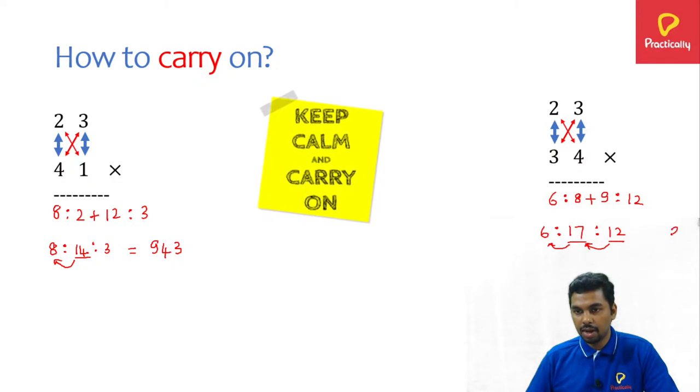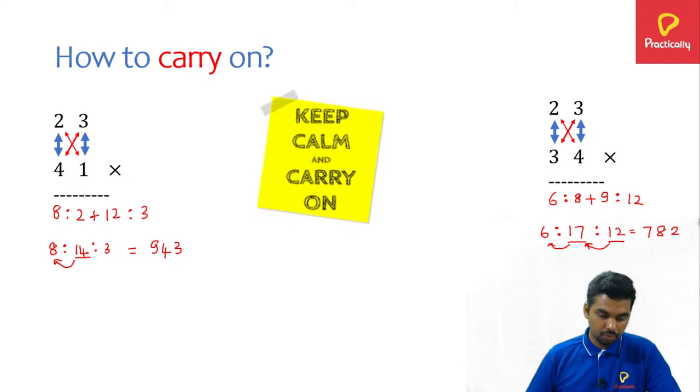So start from the last digit, it is 2. I gave here 18 is the number, so write 8. It is 18, so give one carry to 6. So the answer is going to be 782. All right. So I hope everyone has understood.